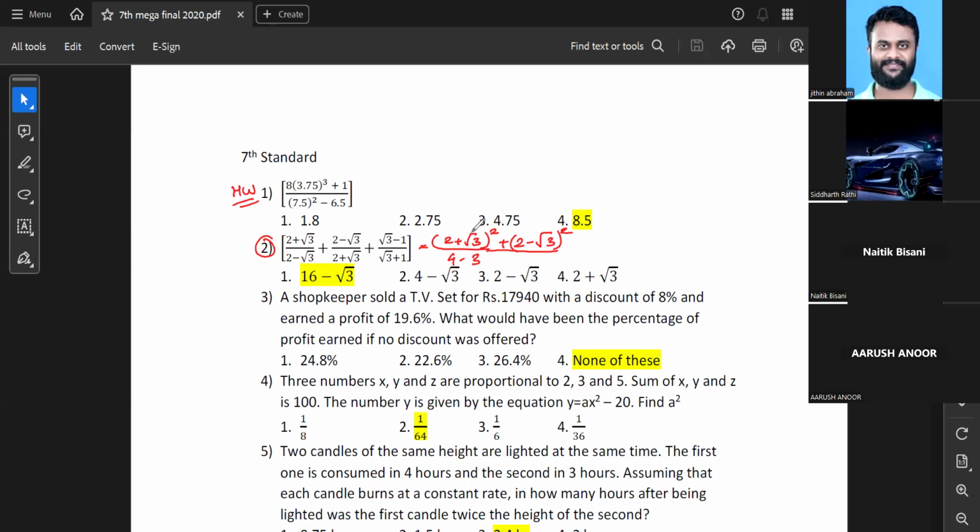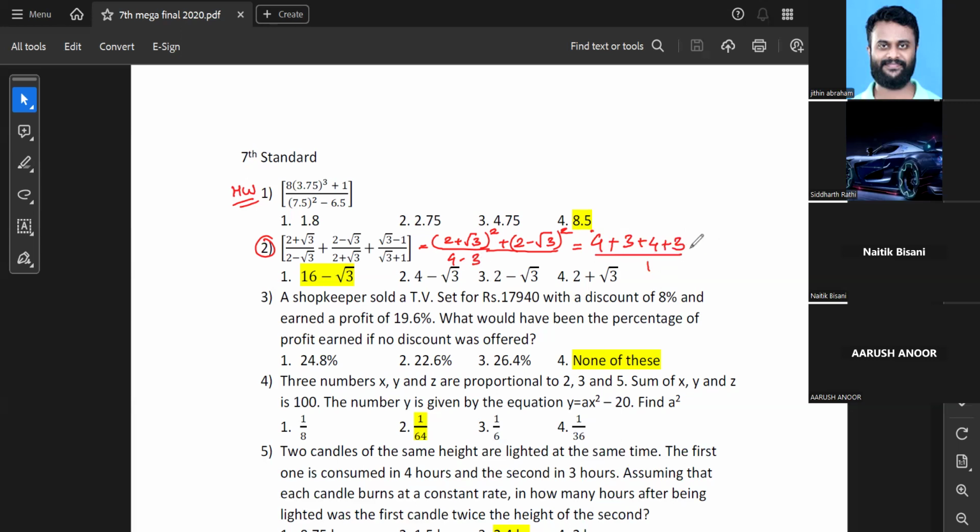The formula is a square plus b square plus 2ab. So 2 multiplied by 2 multiplied by root 3: over here I'll have it with a positive sign, and over here the same term with a negative sign. So that will be cancelled. With this I'll be left with 2 square, which is 4, plus root 3 square, which is 3. Over here and over here also, this comes twice. This I'll be left with.